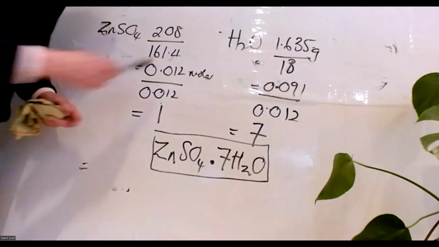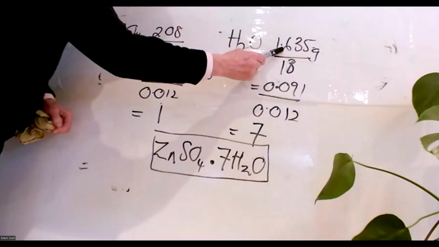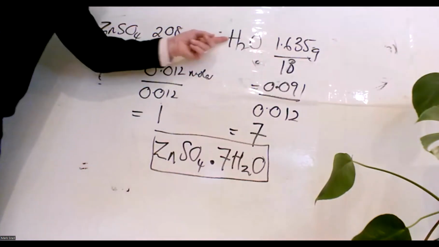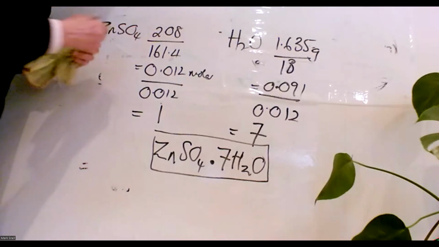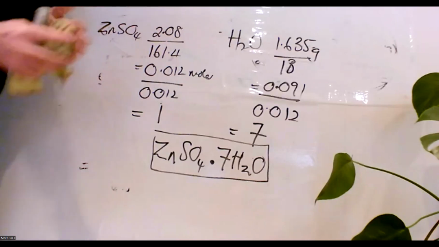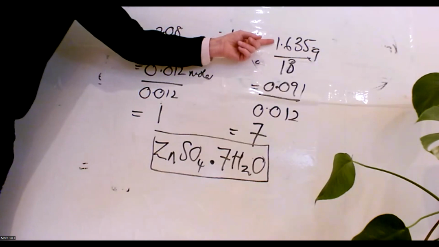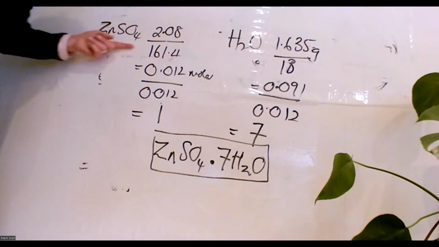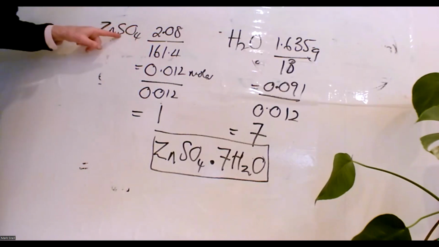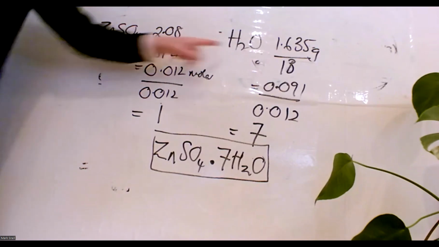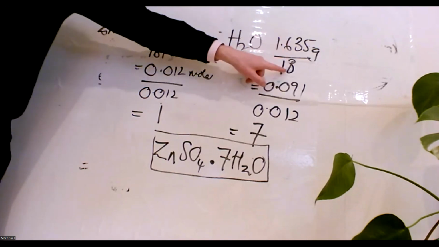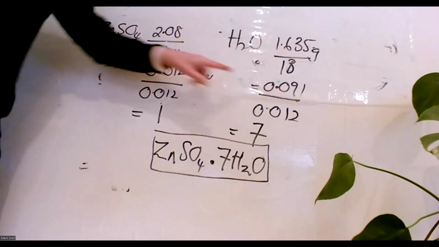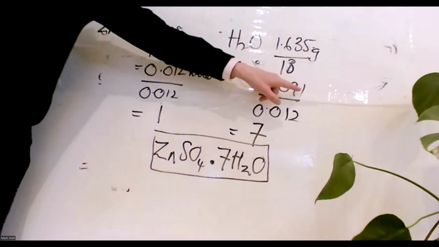Let's just look at the system again, how we do it. The first thing we needed to do was to work out the mass of the water, which was the original mass, the 3.715, minus the 2.08. Then the moles are this divided by the RMM of zinc sulfate, 4 16s, 132, 163.5, and the water divided by 18. The numbers come out as 0.012 and 0.091.